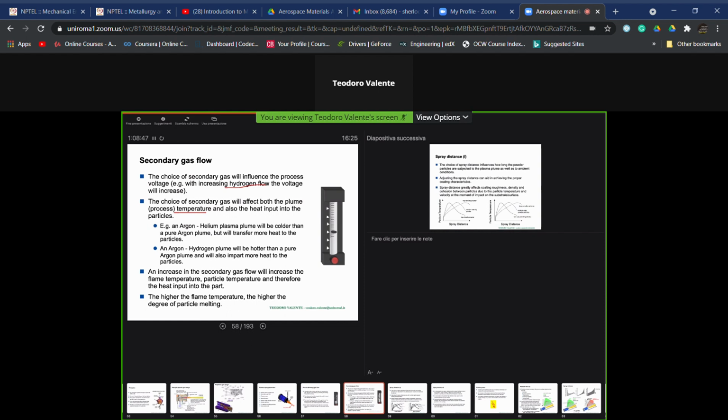And for example, just to give you a comparison, if we use an argon-helium plasma gas mixture, this will be colder than a pure argon plume, but then we do have some benefit because the conductivity is going to be increased due to the presence of helium. But what I want to say is, if you use an argon-hydrogen mixture, this will be hotter than a pure argon plume. And so usually hydrogen is very often used in a plasma gas formulation.